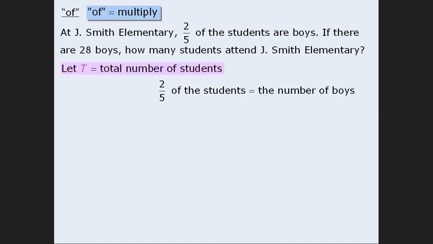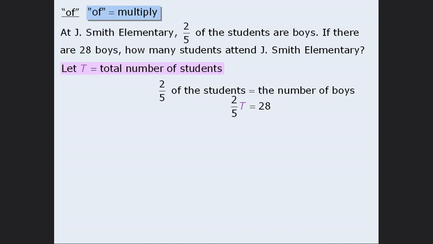So let's let T equal the entire population of students at the school. Now, the left-hand side of our equation here says 2/5 of the students. So we can now rewrite this as 2/5 times T, since T represents the school population. This, we are told, is equal to the number of boys, which is 28. At this point, we have an equation we can solve for T.